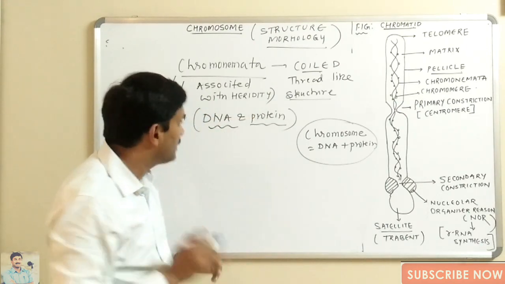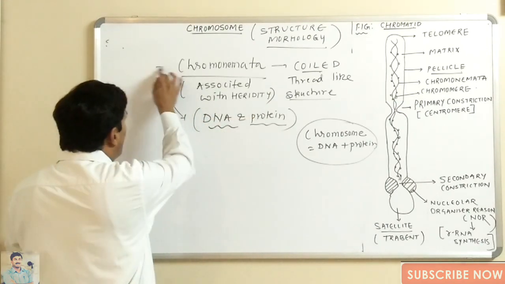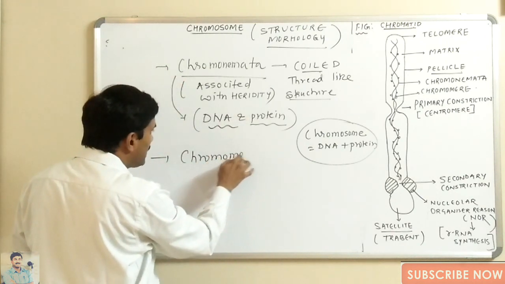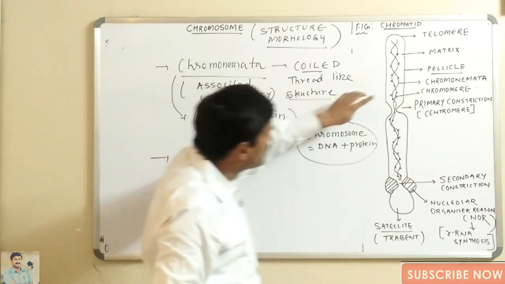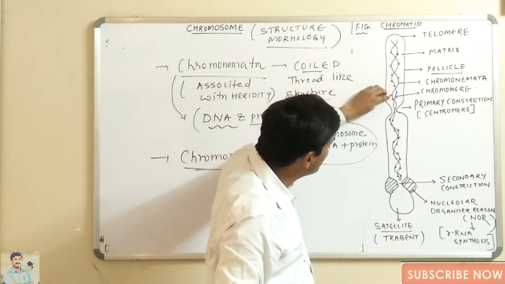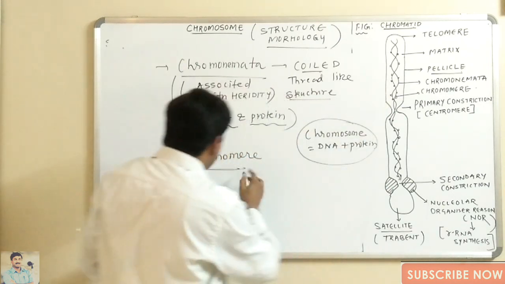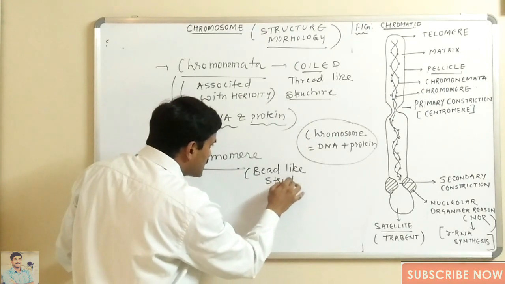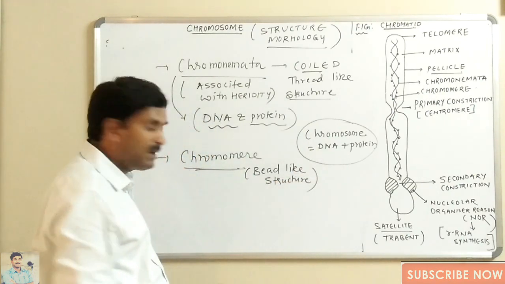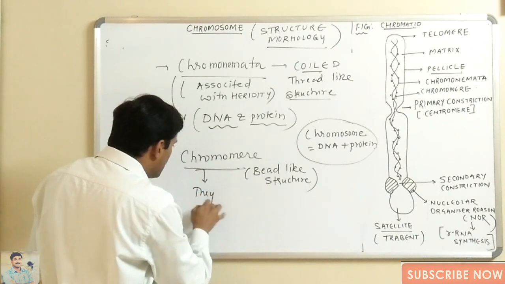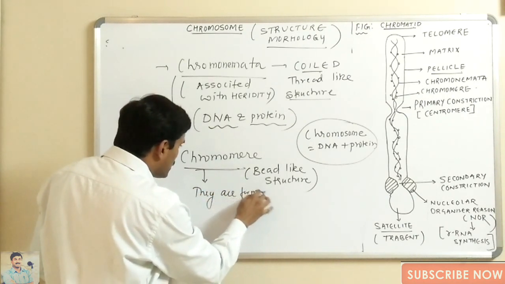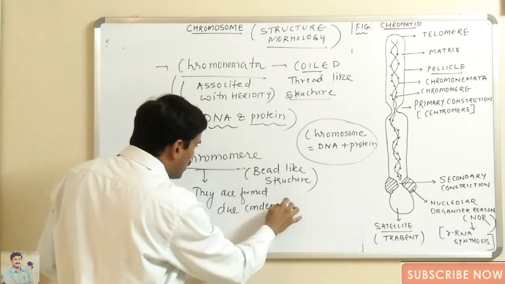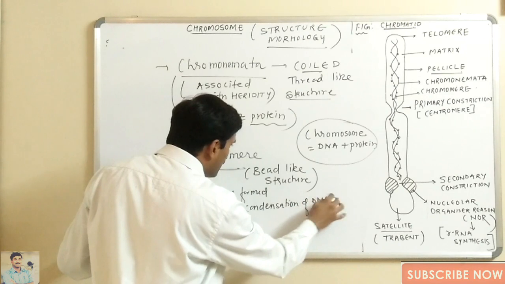Now coming to the next part of the chromosome, which is known as the chromomere. What is the chromomere? You can see that on the chromonema I have made various bead-like structures. These chromomeres are bead-like structures, and they are formed due to condensation of DNA and protein.